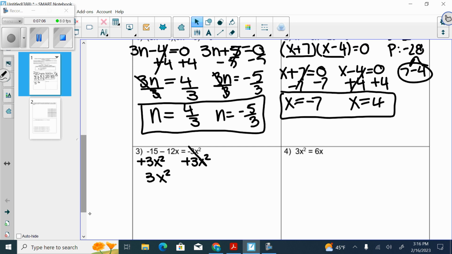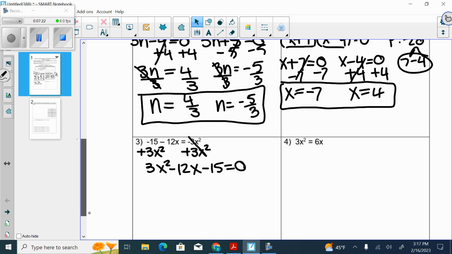Okay. Next, I want to put the term with the x. What has just an x with it? The negative 12. So I'm going to put negative 12x next. And then I put the number with no letters last, which is negative 15. Good. And I set that equal to 0.